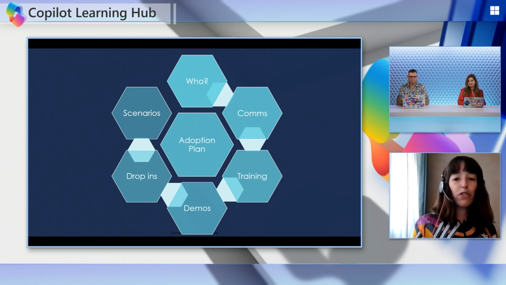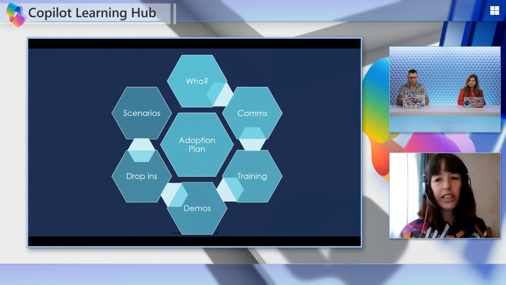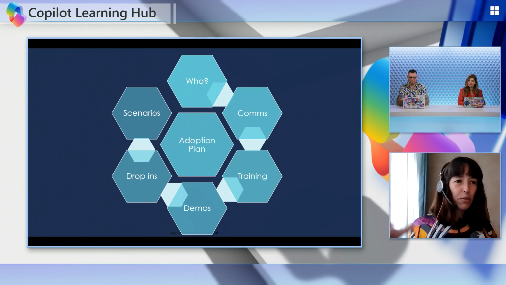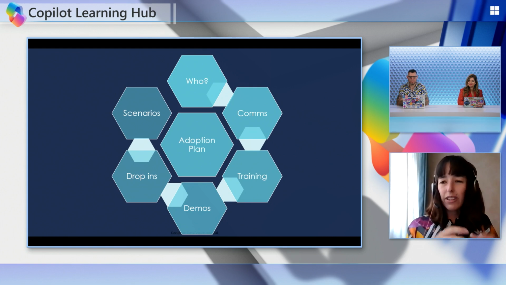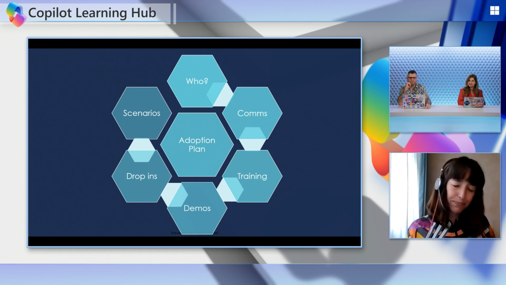We did this also in the form of drop-ins, and it was almost Apple Genius bar style. So you'd just be in a room all day, and then people could just wander in and out as they wanted and have a little one-to-one with someone on the project team and learn a bit more about Copilot.